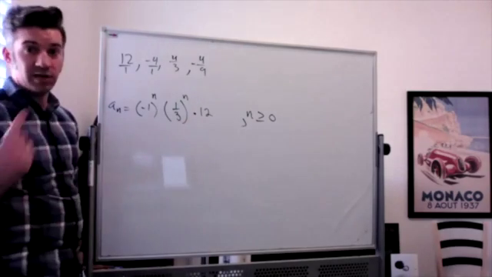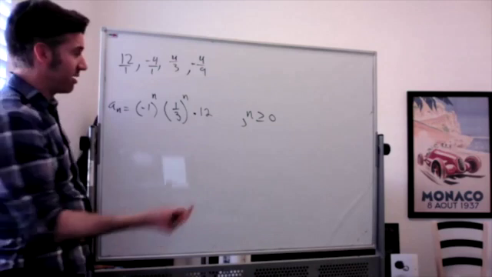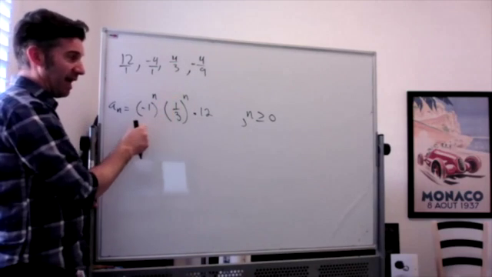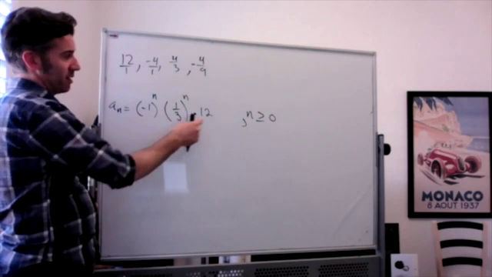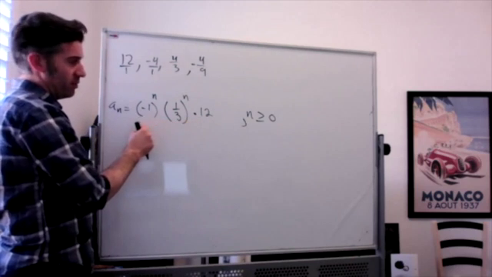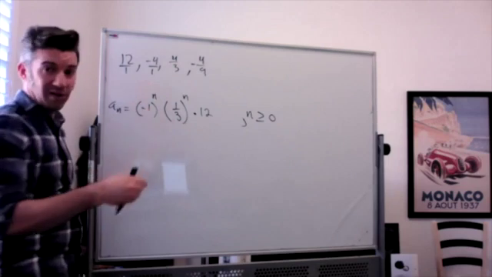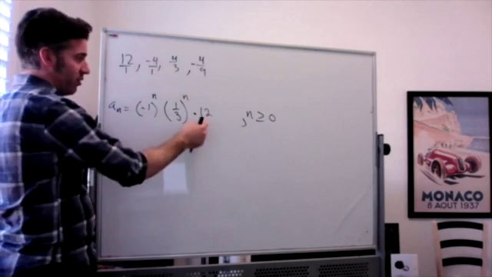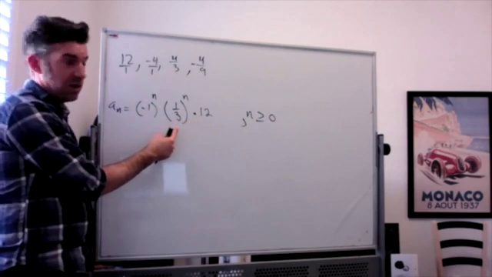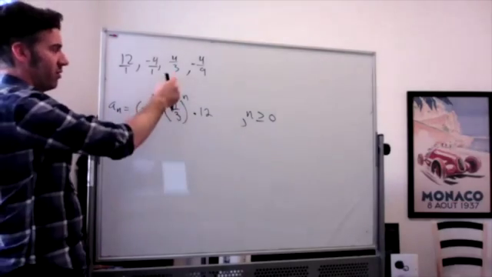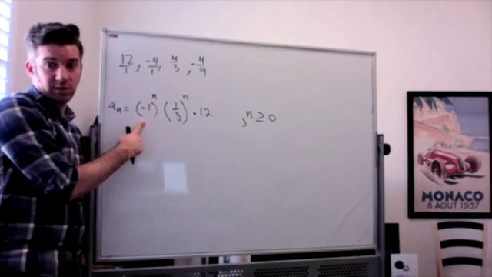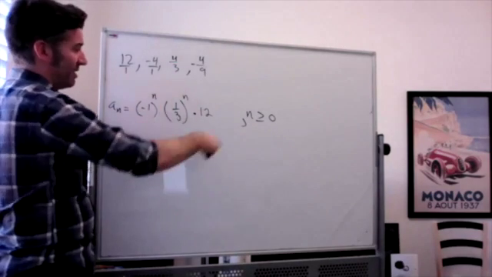And then when I increase n by 1, I'm going to multiply by a 1/3 and by a -1. So when I plug in n equals 1, I'm going to get 12 times 1/3 times -1, which is going to be -4. When I plug in n equals 2, I'm going to get 12 times 1/3, which is 4, times another 1/3, which is 4/3, times -1 squared, which is still going to be positive.